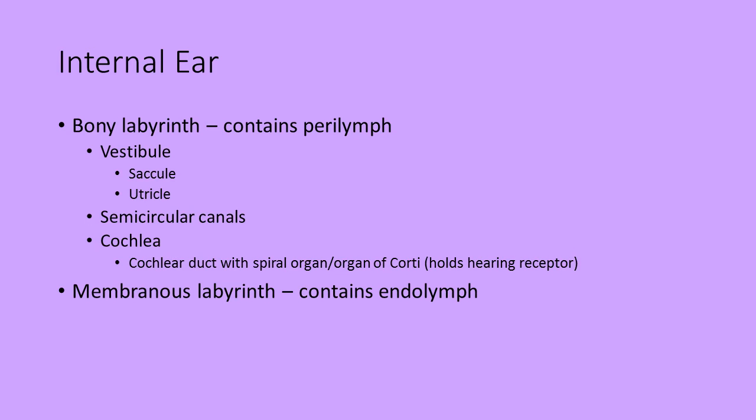The internal ear is divided into different components. You have the bony labyrinth and membranous labyrinth. The bony labyrinth contains perilymph. The membranous labyrinth contains endolymph. Within the bony labyrinth, you have the vestibule, which is composed of the saccule and the utricle, and then the semicircular canals and the cochlea. It is in the cochlea where the receptors for hearing are actually located.